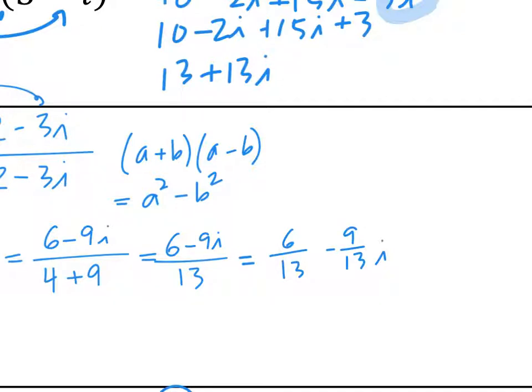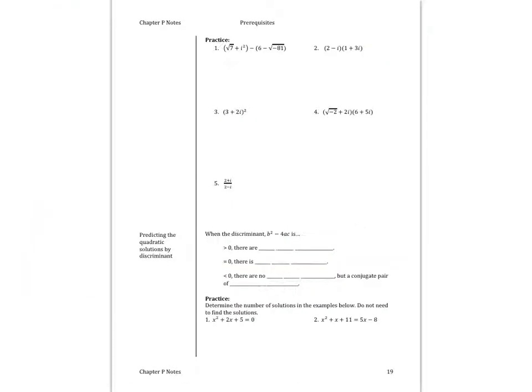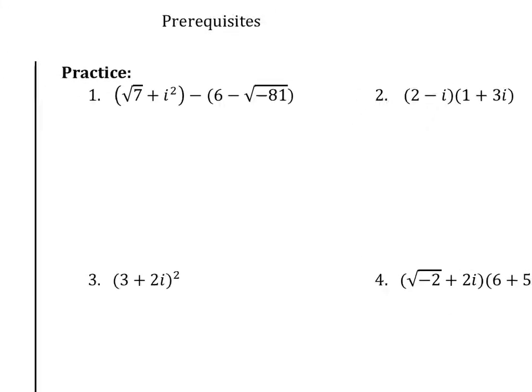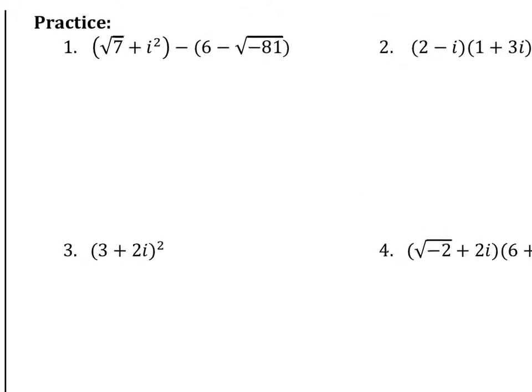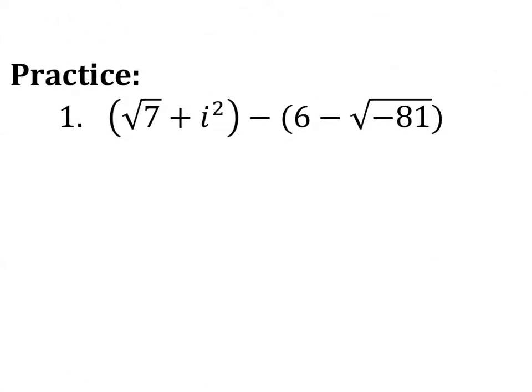Okay, now let's do some practice. 1, 2, 3, 4, 5. Let's start with Aaron. Number 1. i squared. When we see i squared, we have to change it. Sorry, my bad. Or does Eunice have it? Number 1.